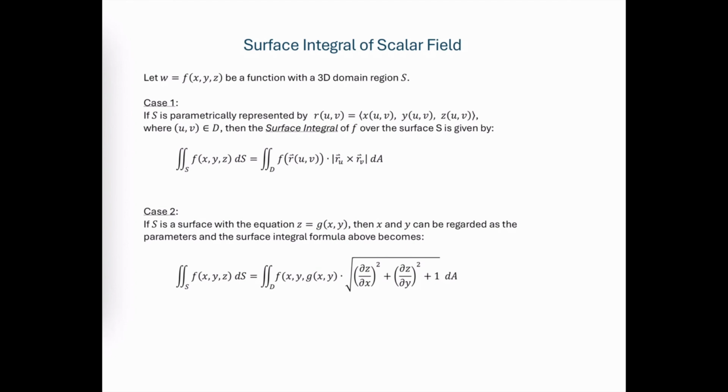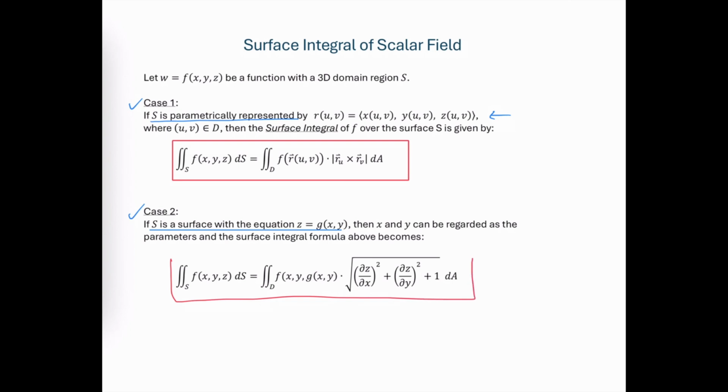To calculate the surface integral of a scalar field, we're going to look at two different cases that depend on how that scalar field is represented. If our region S is given parametrically, where S is either given by a vector function or parametric equations, we'll use this formula to calculate that surface integral. But if that S is given to us rectangularly, then we'll use this formula to calculate that surface integral.